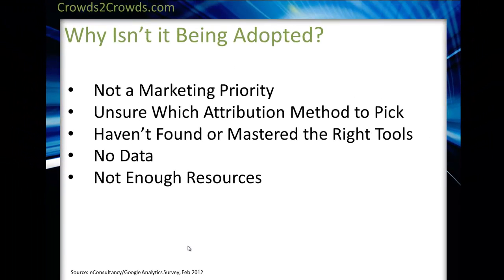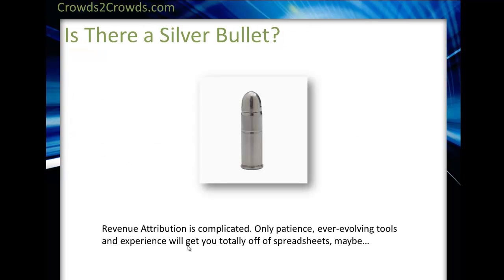So very complex problem, even more complex methods of managing it. At the end of the day, is there a silver bullet here? Well, not really. Revenue attribution is frankly very complicated. The people that do it well have had to endure a lot of trial and error, a lot of patience, tried to master the ever-evolving tools that are available, and really only through experience came out with some success.